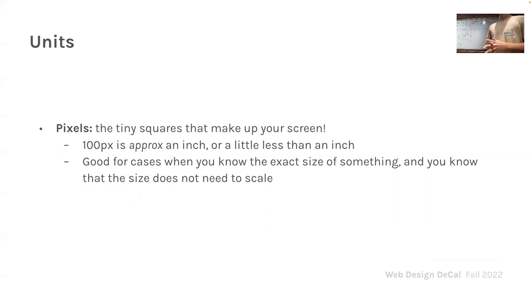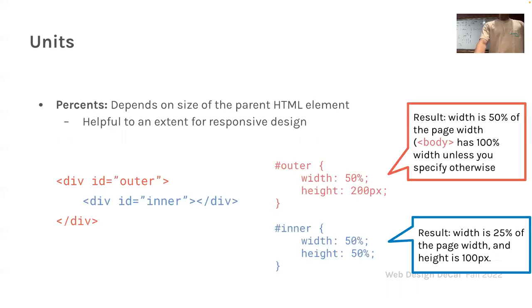But pixels do not scale between phones and laptops. So say you want something to be 1,000 pixels, you can't fit that on a phone. So when you go onto the phone, it'll look really messed up and distorted. So that's why we have percents. These basically depend on the size of the parent HTML element. And it's useful to a certain extent for responsive design.